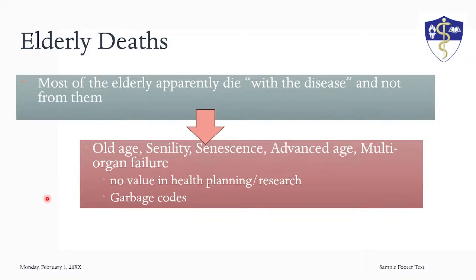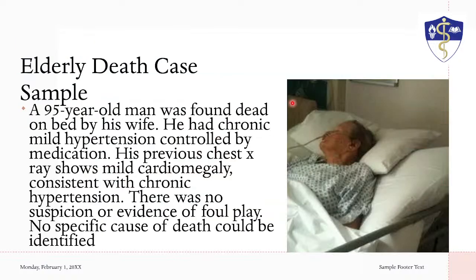But multi-organ failure, like I said before, there was actually a guideline. You write only multi-organ failure if the failure was documented in two or more organ systems. However, now we do not put them because they have no value. Okay, you place the actual cause of death.